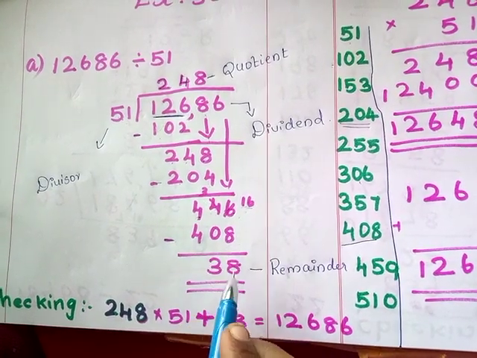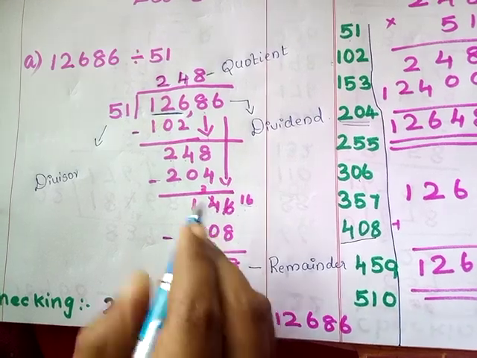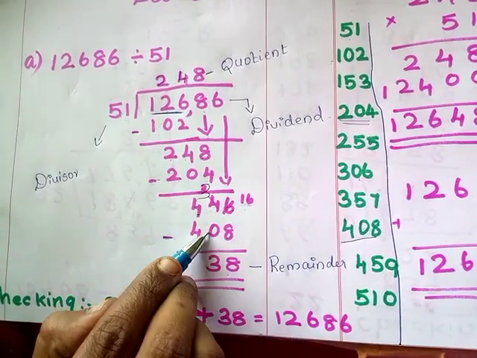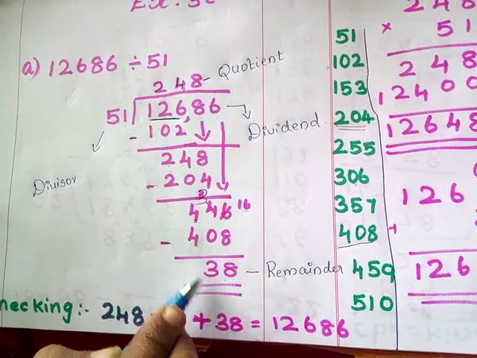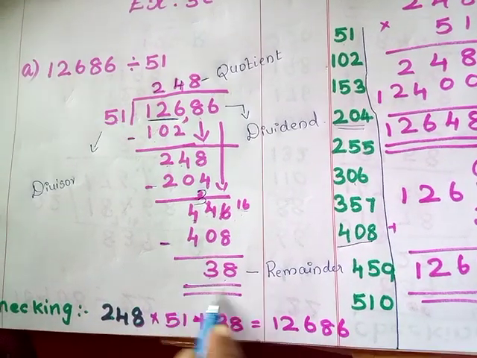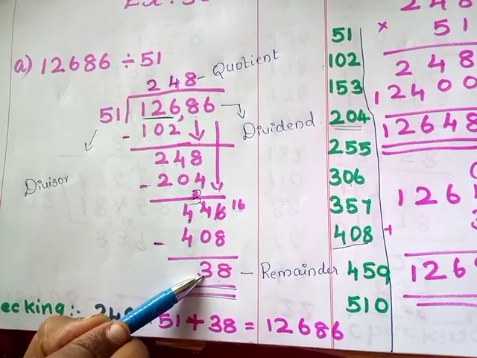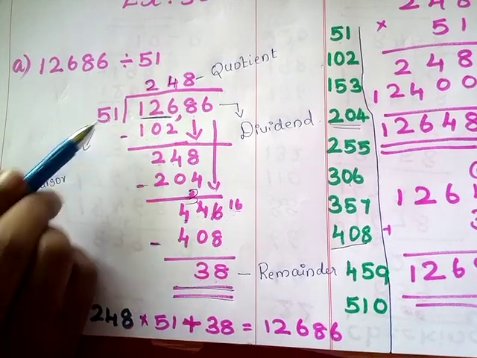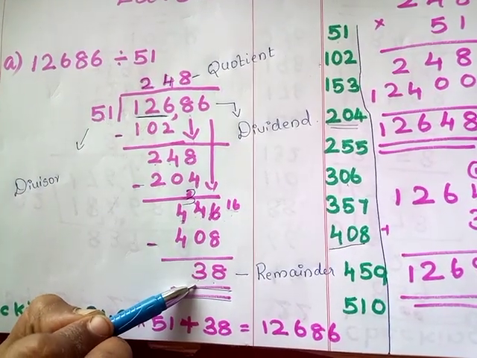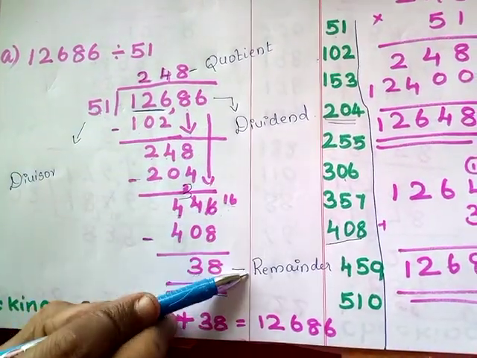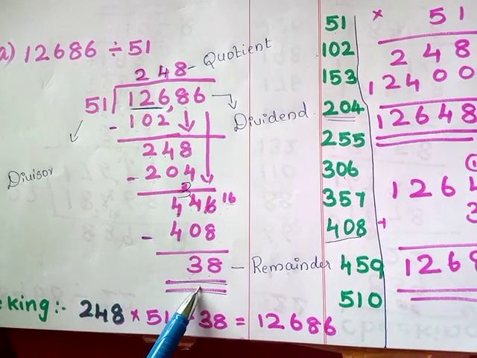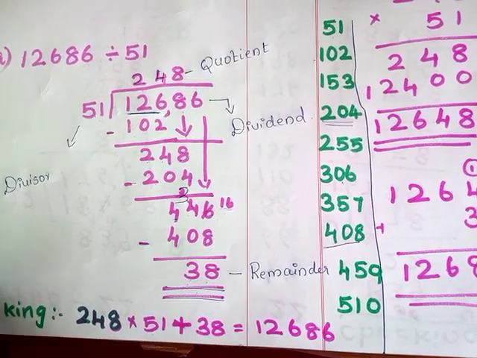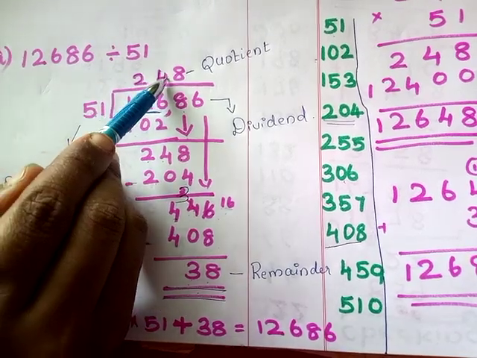So 16 minus 8 is 8. 3 minus, here it is again only 3. So 3 minus 0 is 3. And 4 minus 4, 0. Leave it. So that's all. Again 38. 38 can you divide by 51? No. 38 is smaller than 51 and we don't have anything to bring down from the dividend also. So here you can stop your division. So my quotient is 248.